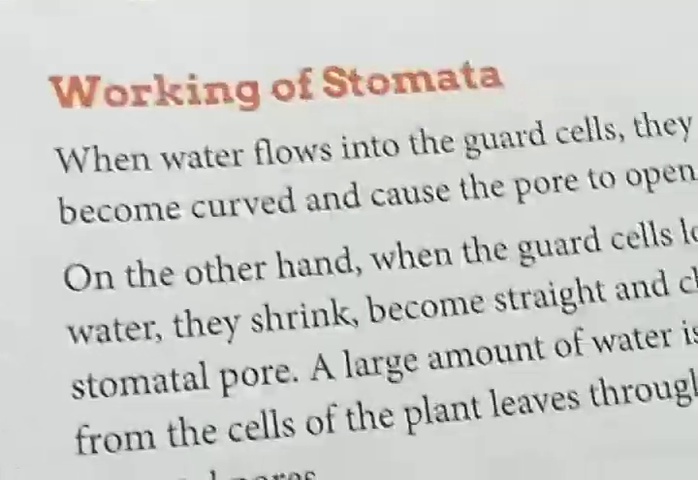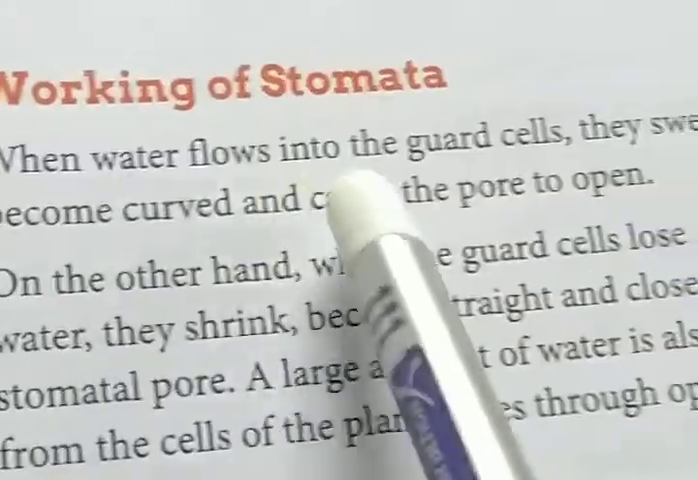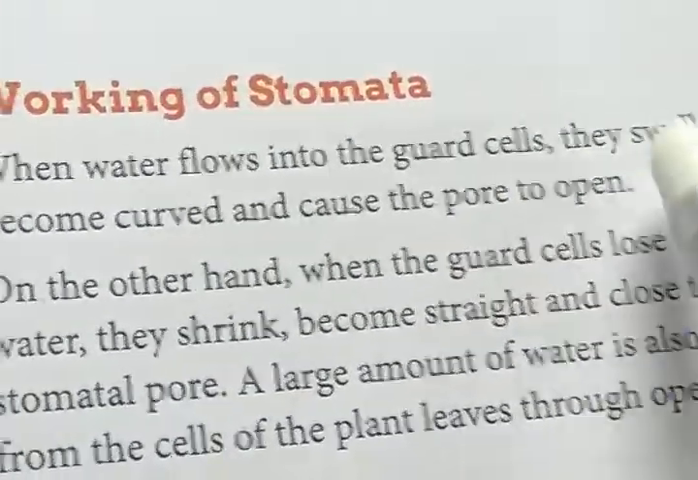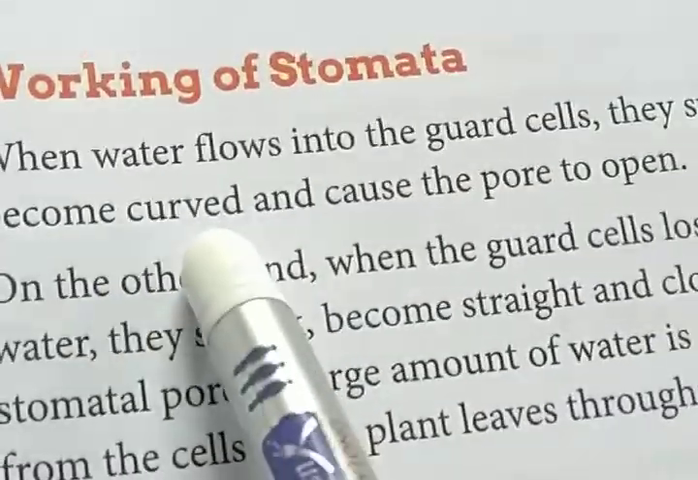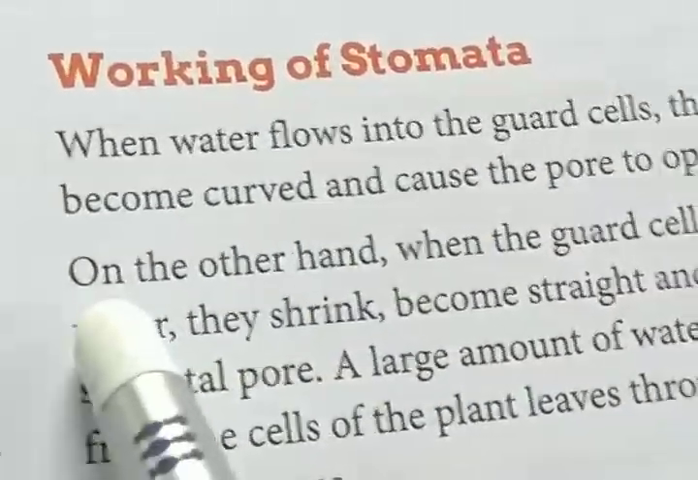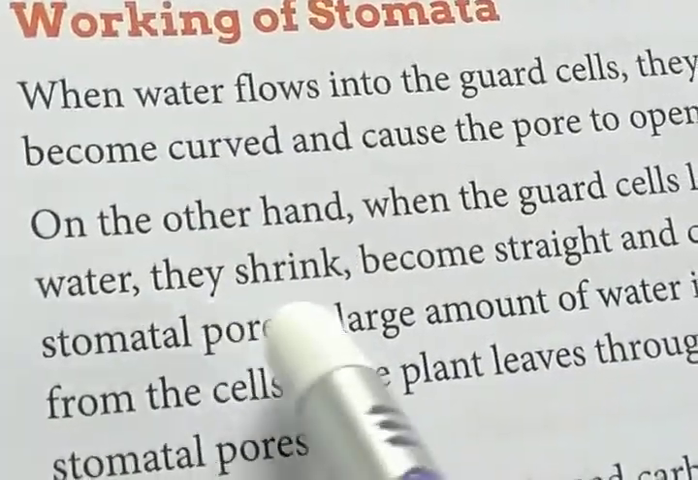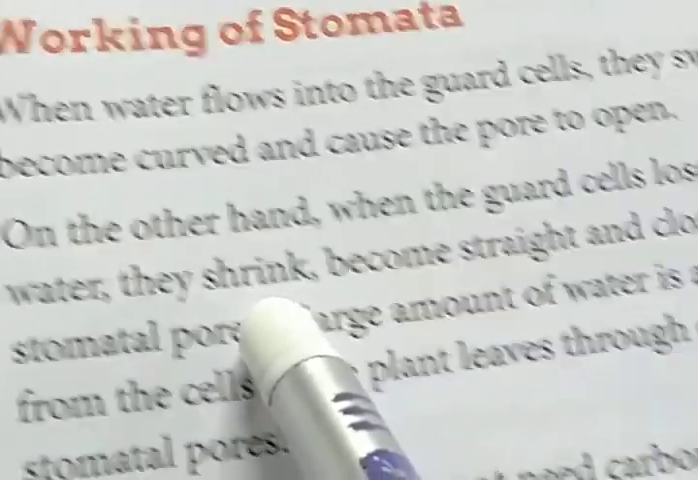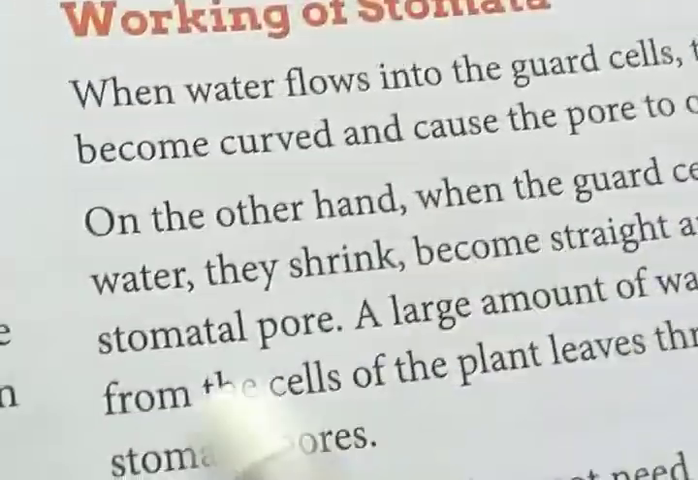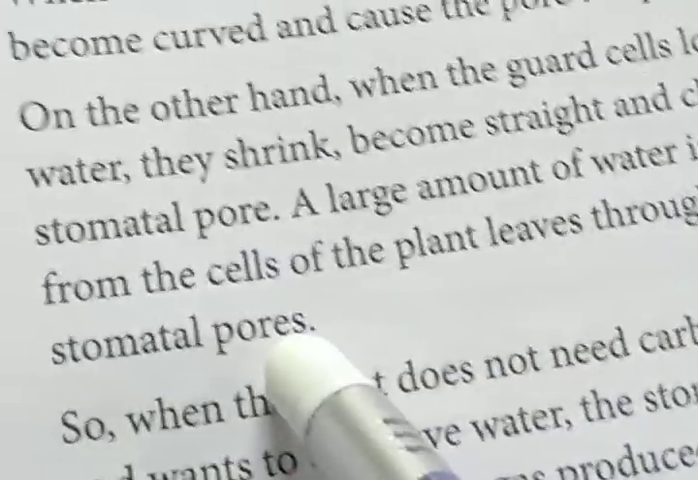Now, the working of stomata. When water flows into guard cells, they swell, become curved and cause the pore to open. On the other hand, when the guard cells lose water, they shrink, become straight and close the stomatal pore. A large amount of water is also lost from the cells of plant leaves through open stomatal pores.